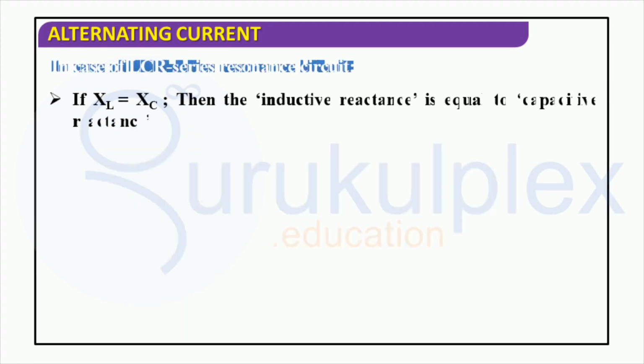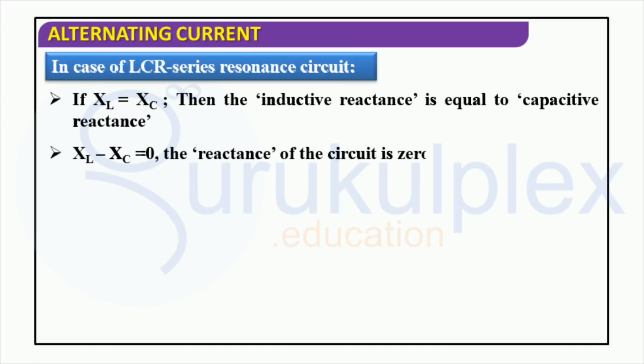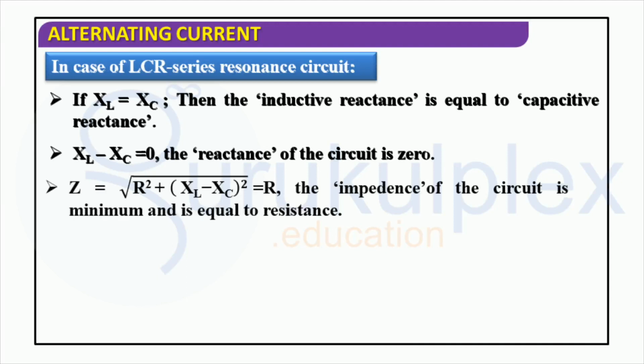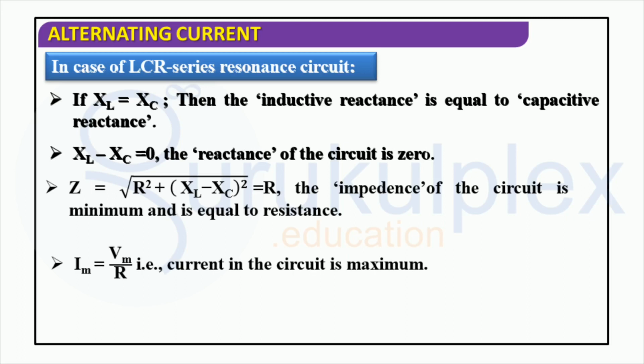In an LCR series resonance circuit, when the inductive reactance is equivalent to the capacitive reactance, the reactance of the circuit becomes 0, causing a maximum current flow in the circuit. Using this information, engineers can optimize the circuit to achieve optimal performance.